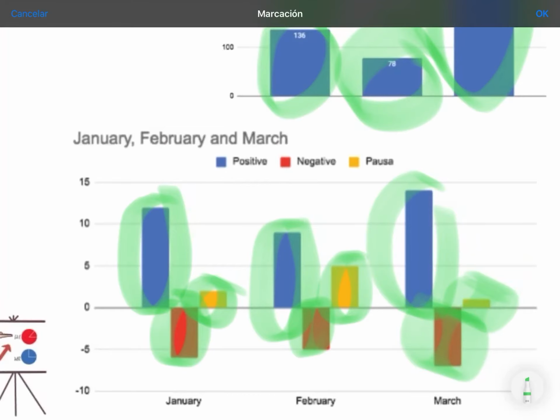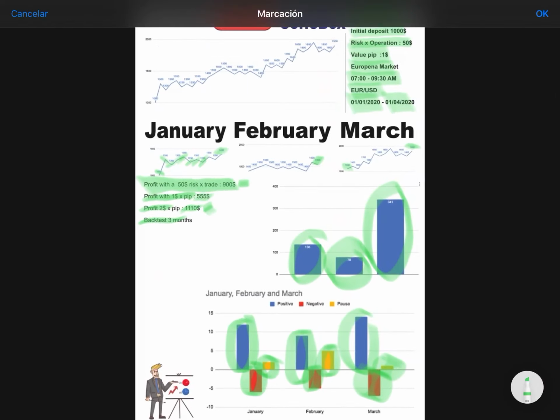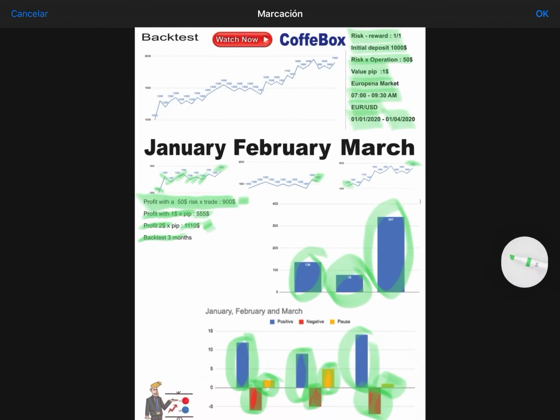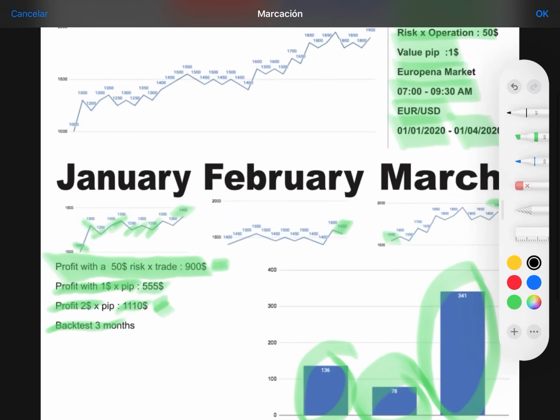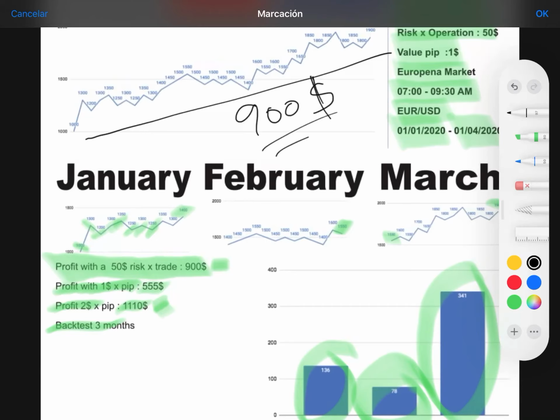As you can see, all 3 months were really nice, with a great winning ratio. Remember, it's risk 1-1, so this strategy needs at least a 60% winning ratio. It means you need to be right at least 60% of the time to really make money. In total, as I told you, in 3 months from $1,000 we made $900 profit.